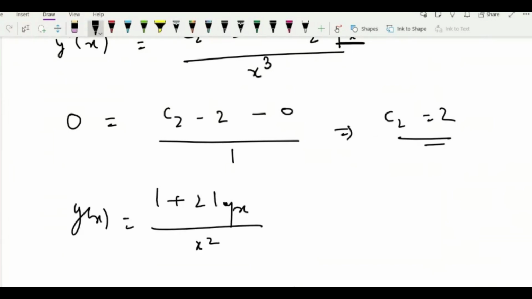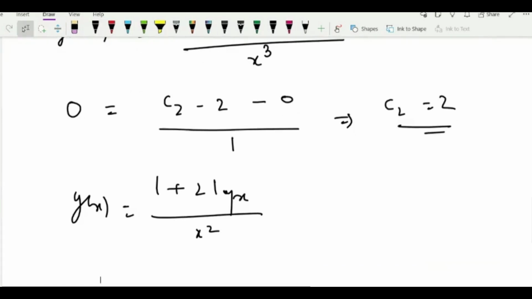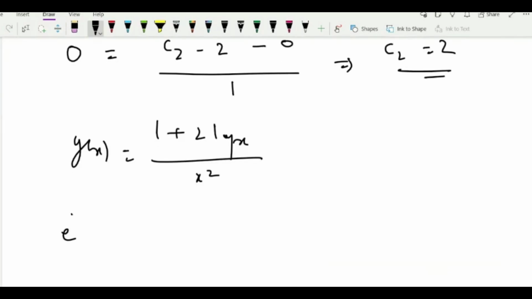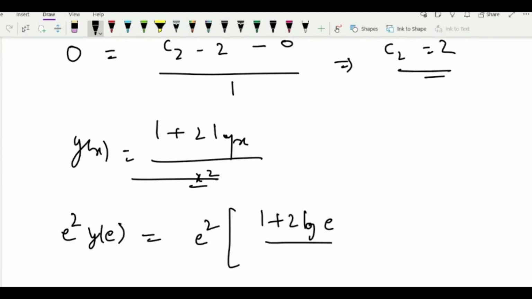This is our y(x), and in the final, the question wants the value of e square into y(e), which is equal to e square into (1 plus 2 log e) upon e square. This will cancel out. Log e is equal to 1, so 1 plus 2 is 3. This is our required answer.